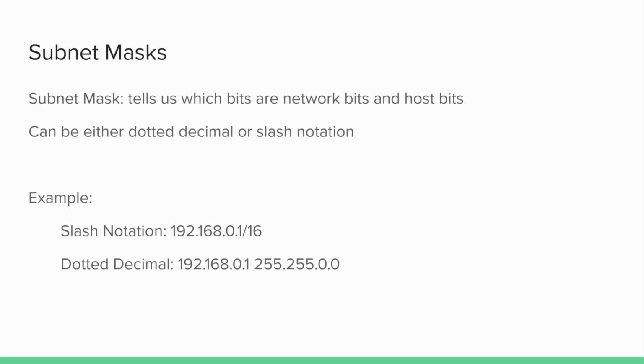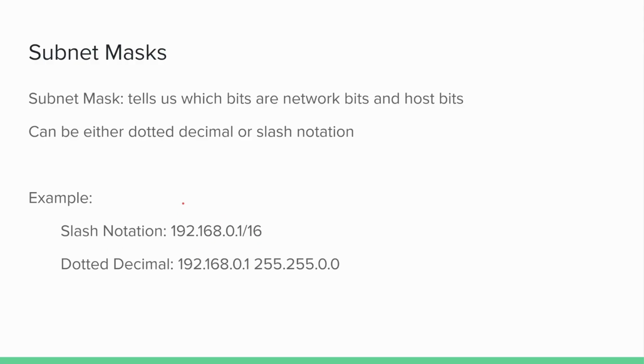So next, we have subnet masks. A subnet mask over an IP address tells us which bits of the IP address are going to be network bits and which bits are going to be host bits. Basically, which part of the IP address differentiates networks from each other and which part differentiates hosts within those networks from each other.